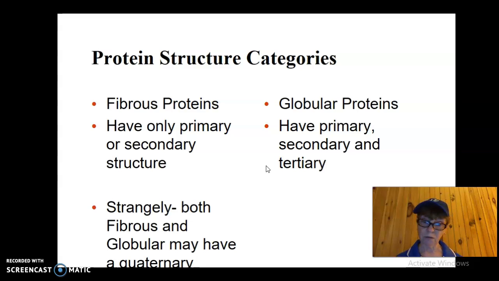And we can break those categories of what kind of proteins we have by fibrous. And the fibrous proteins only have either a primary or a secondary structure. An example of fibrous tissue in the human body would be collagen, and collagen is what holds our skin together firmly in place. It's for structure.